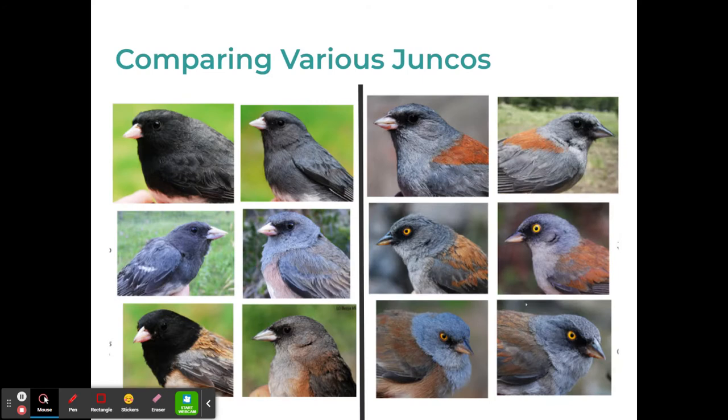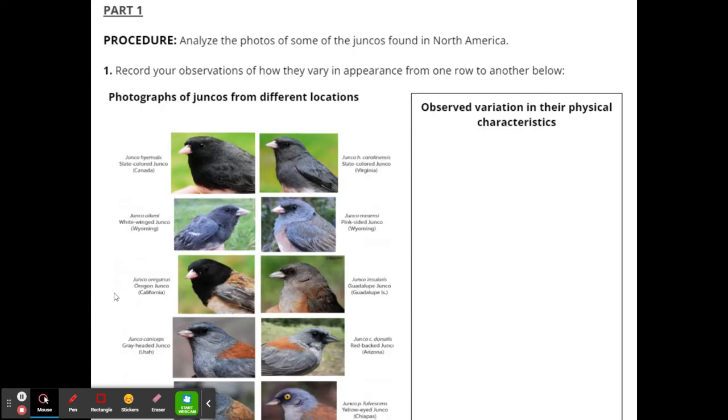So, we're going to look at 12 different types of juncos. I'm not going to call them species yet. That's going to be up for you to determine. We're going to look at 12 different juncos. Now, these 12 different juncos have some different appearances. So, what you were responsible for doing in this was to look at these different juncos and look at what are some of the different variations that exist in their physical characteristics.